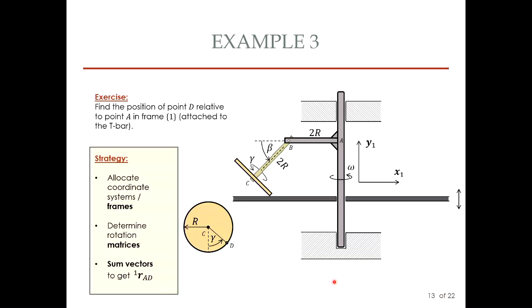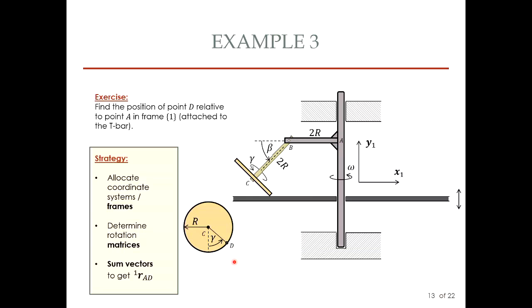So example number 3. We are required to find the vector going from this point A at the center of this T-shaped bar, to point D, which is here on the perimeter of the wheel.